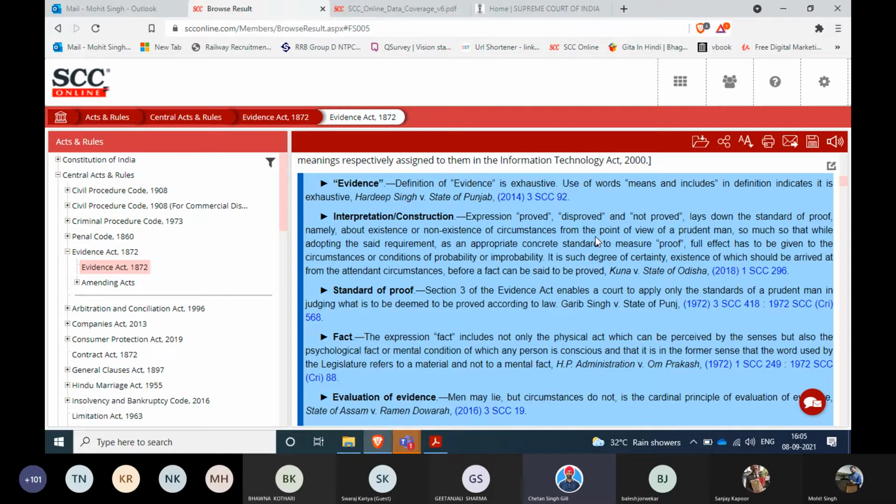Let's take an example of point number 3. It says standard of proof. It says section 3 of the Evidence Act enables the court to apply only the standards of a prudent man in judging what is to be deemed to be proved according to the law. Garib Singh versus State of Punjab, a 1972 judgment, is coming over here. Now, as for the editorial members, they go through a lot of judgments on different points of law.